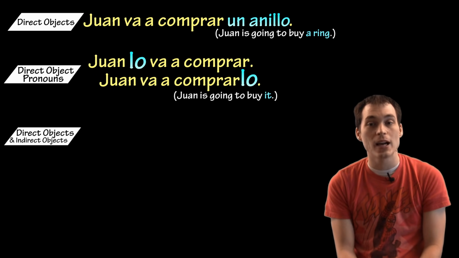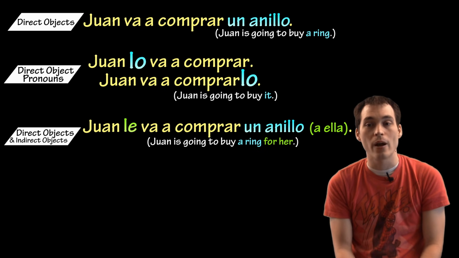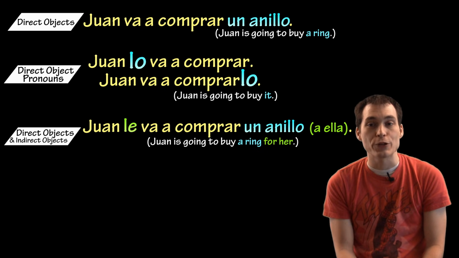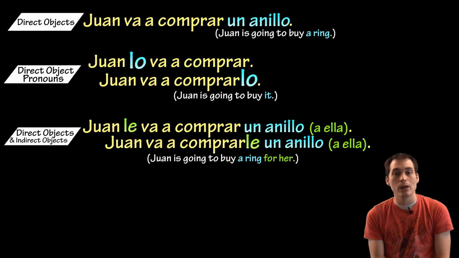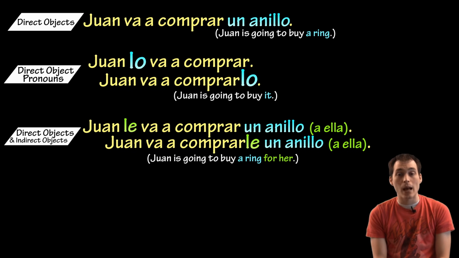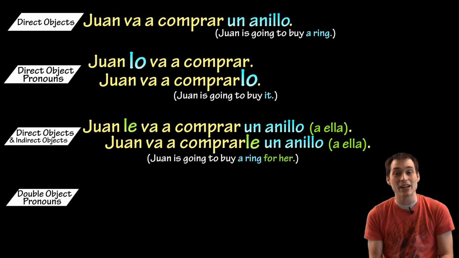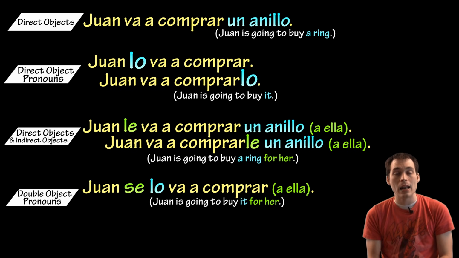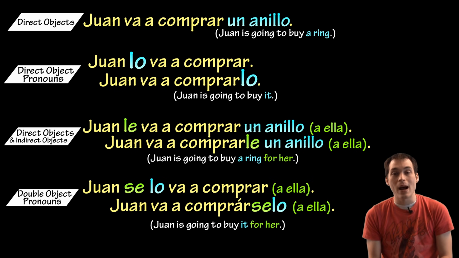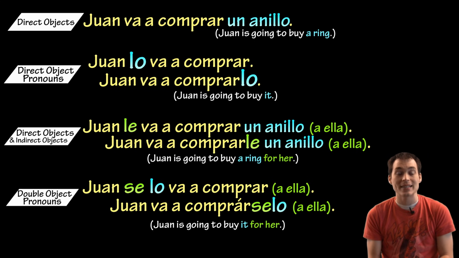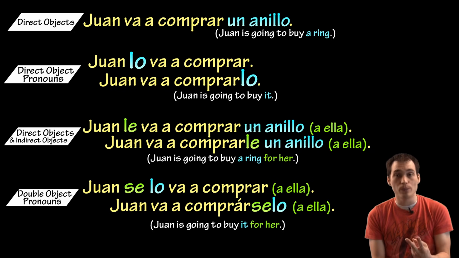If I add the indirect object, Juan le va a comprar un anillo, a ella would be optional, or Juan va a comprarle un anillo. But if I wanted to do the double object pronouns, that is the indirect and direct, Juan se lo va a comprar, a ella is optional, y Juan va a comprárselo. Notice I have to add an accent on the vowel before the R, though, to keep the emphasis. So when you add the two pronouns to the infinitive, you'll need an accent mark.